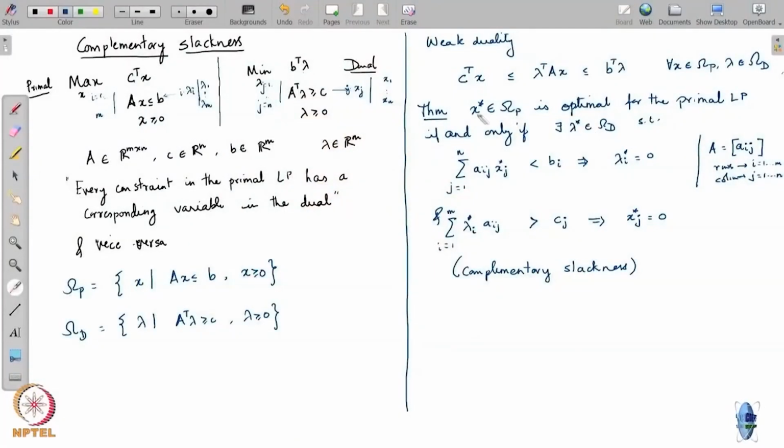Yes. Moreover, it will turn out that lambda star is, so that's a good point. Here this statement only says that x star is optimal for the primal LP if and only if there exists a lambda star like this. It will turn out that lambda star itself is actually optimal for the dual LP. Okay. So, in fact, x star and lambda star end up being optimal for their respective problems through these conditions.